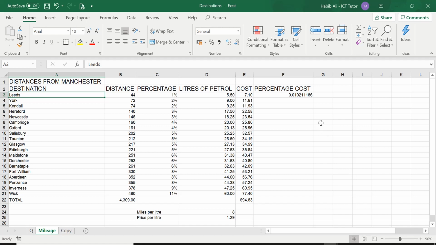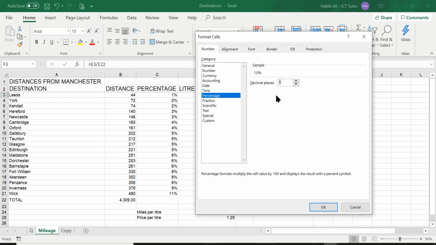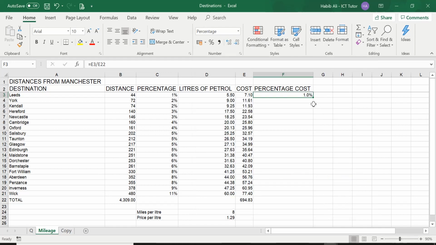Now the question was asking us to change this into a percentage with 1 decimal place. So I'm just going to do this by opening the number group, select percentage and 1 decimal place. You can see in the sample this is what it's going to look like. Happy with that, click on OK and we get 1%.